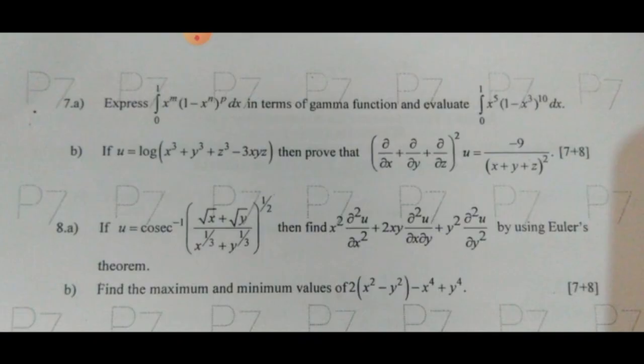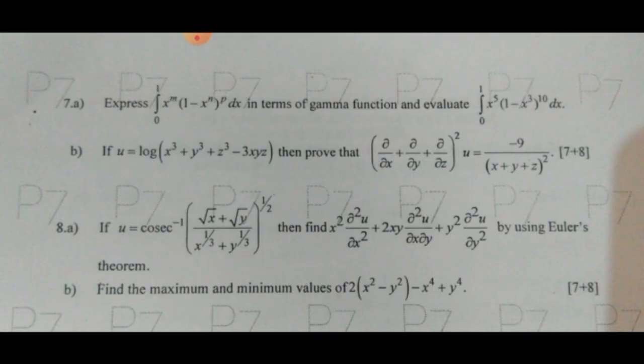Seventh B bit: u is given as a function, and prove that the value equals this. So u equal to the function is given directly. In order to get your value, (dou by dou x plus dou by dou y plus dou by dou z) whole square can be taken as (dou by dou x plus dou by dou y plus dou by dou z) into (dou u by dou x plus dou u by dou y plus dou u by dou z). Just make that simplification and directly you will get the answer.